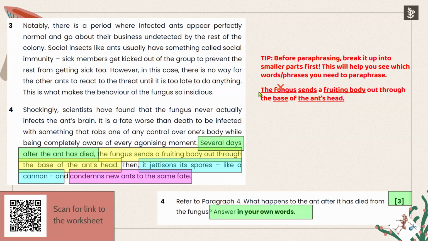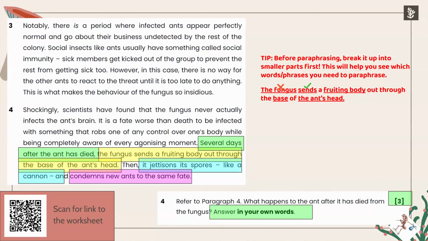Do I need to paraphrase the word sense? You can just give me thumbs up or thumbs down. Yes, good. All right. Sense, I should paraphrase. What about fruiting body? Do I need to paraphrase fruiting body? Why not? Why don't I need to paraphrase fruiting body?